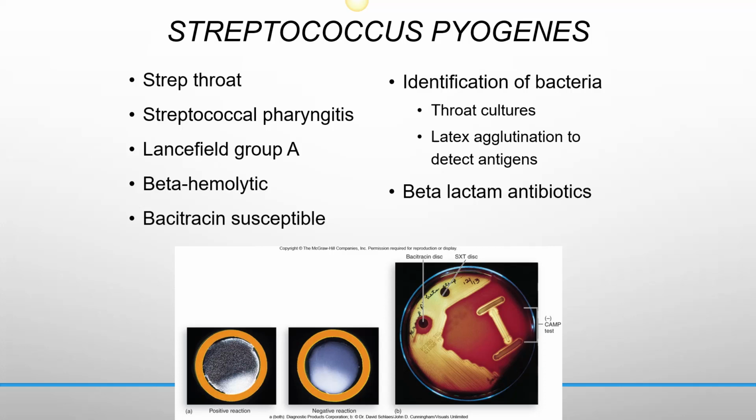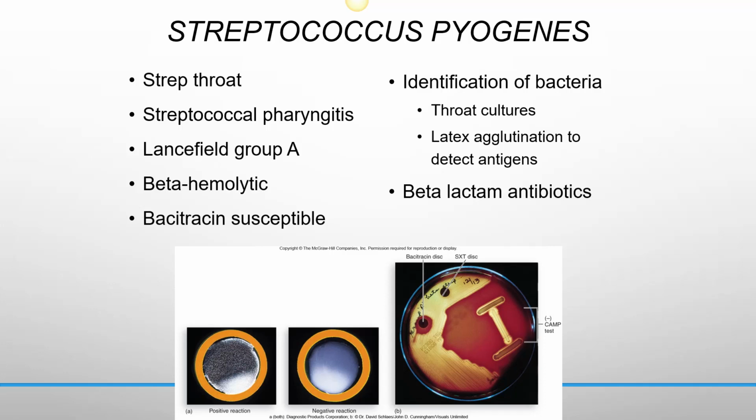So this is a Lancefield Group A strep. Again, this is beta hemolytic, so on blood agar you'd be able to see straight through the agar, and here you can see what I'm talking about there. Bacitracin susceptible, and those are all just diagnostic keys.